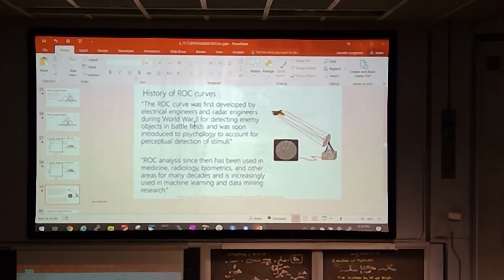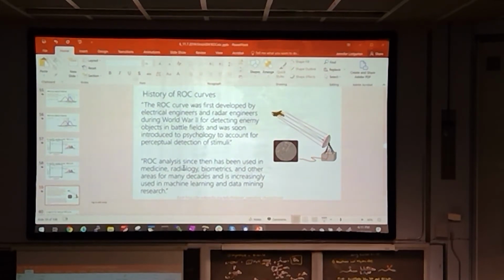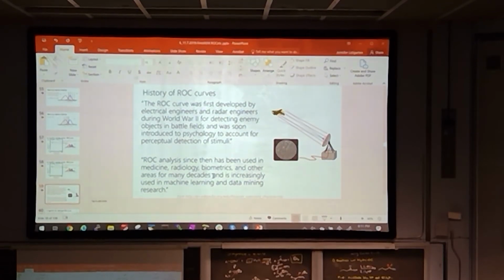And these actually have a long history. They come from World War II, where they were first developed by electrical engineers and radar engineers for detecting enemy objects in the battlefields. But in modern day data analysis, they're used all over, and you'll see them a lot, especially in medicine, radiology, biometrics, and other areas. These are a really key thing in applications.